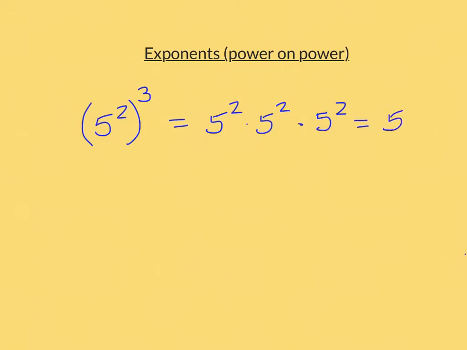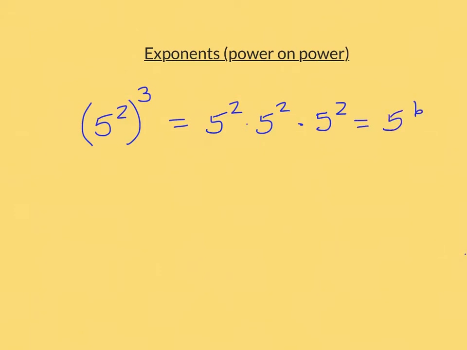Let's say 5 squared, and that is all raised to another power, let's say cubed. And so here's the base. 5 squared is our base, and it's being raised to a power of 3. So if I write that out, I have 5 squared times 5 squared times 5 squared. There are 3 of these. And if I further wrote those all out, I would have 2 5s here, another 2, another 2. So what I end up with is 5 to the 6th power.